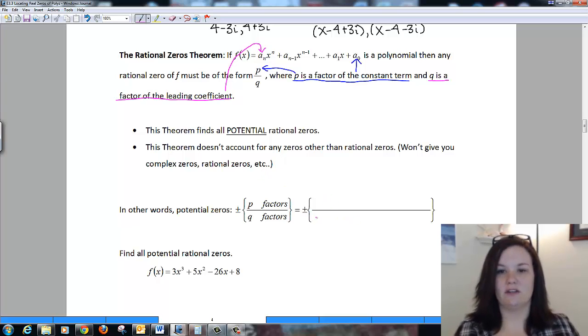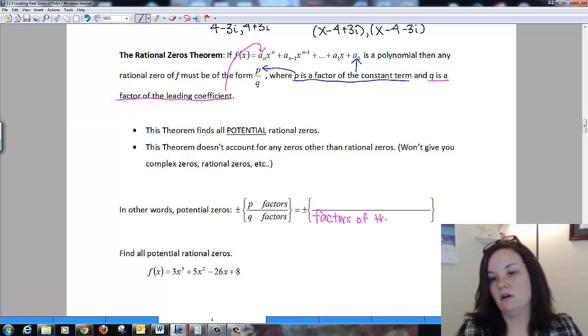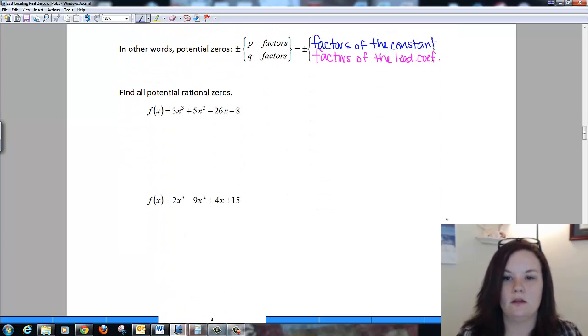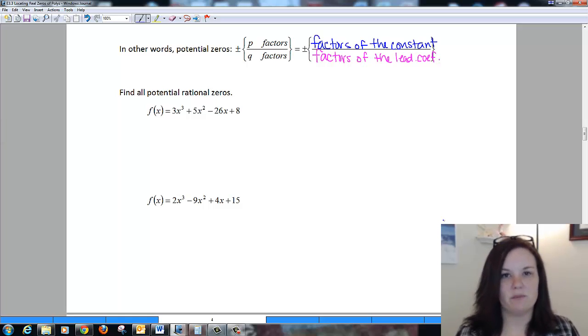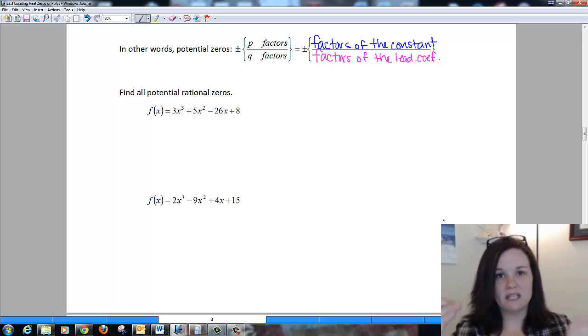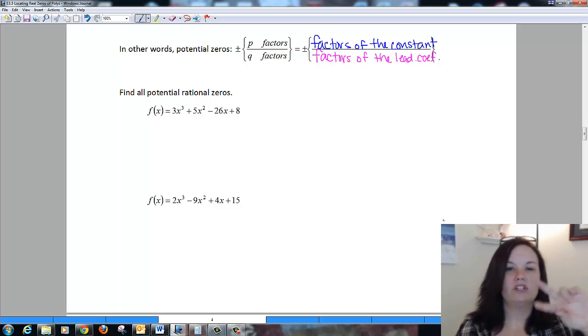So the factors of q, I'm going to go ahead and put, this is the factors of the leading coefficient, on bottom. And we put the factors of our constant on top. Factors of the constant go on top. And notice there's plus or minus, because if 2 is a factor of something, then negative 2 would be a factor of something. So instead of having to write out all our factors positive and all our factors negative, we're just going to use plus or minus and then list the numbers so we don't have to write them twice.